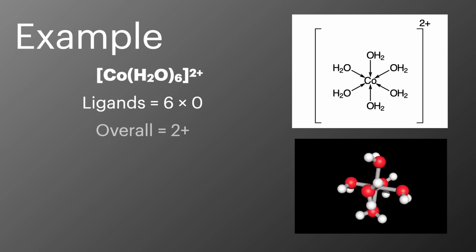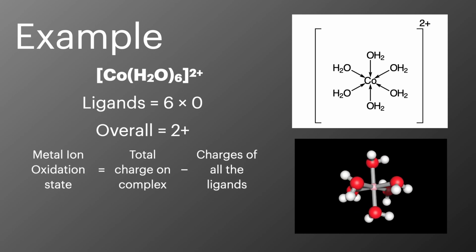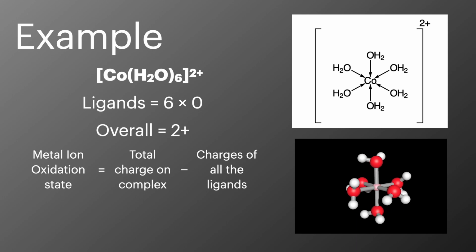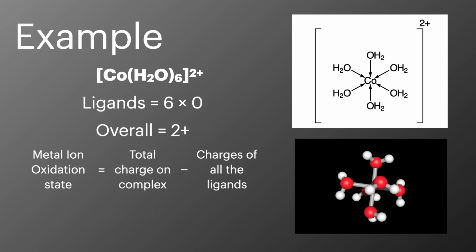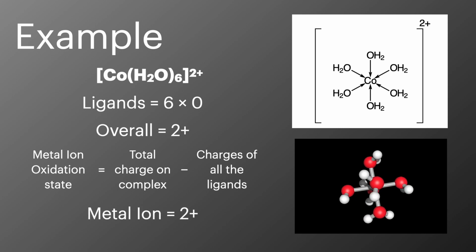We'll then look at the overall charge of the complex. We'll read that off the formula, and that is 2+. And then we'll use this quick equation where we take the metal ion oxidation state equals the total charge on the complex minus the charge on all the ligands. So in this case, we're just taking 0 away from 2+. So the charge on the metal ion in this case will be 2+.